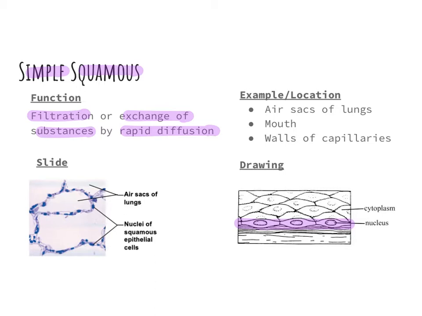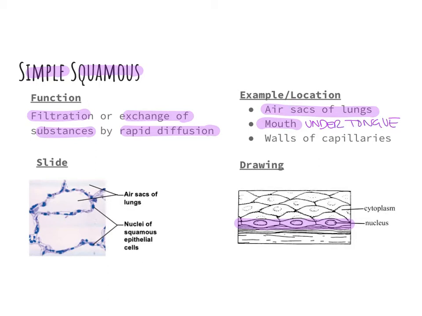So where is this located? Well, think about places in your body where you'd want diffusion to happen. The air sacs of your lungs are composed of simple squamous, very thin layers of those flat, pancake-like cells, because oxygen and carbon dioxide are continuously diffusing back and forth across the membranes of the air sacs, or alveoli, of your lungs. Also in your mouth, specifically under your tongue in this case.